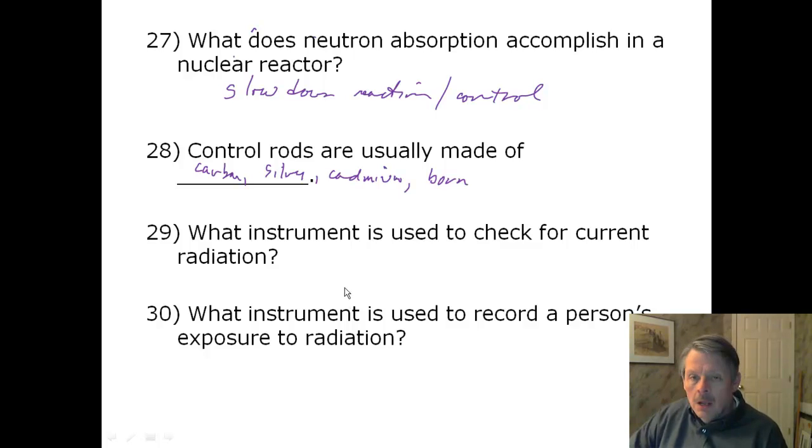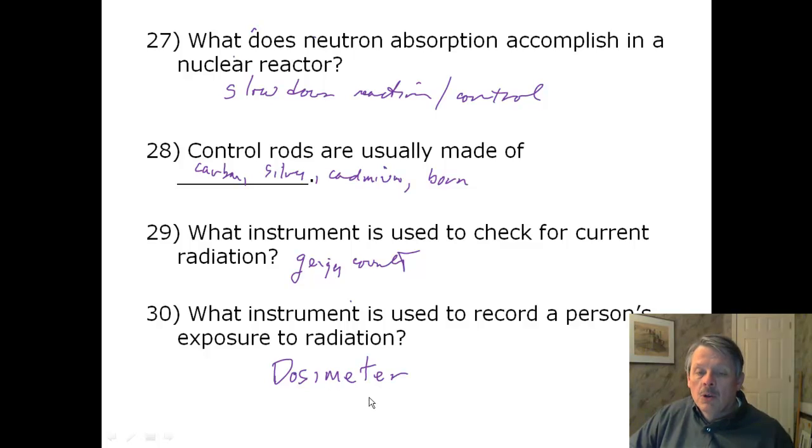Right? What instrument is used to check for current radiation? If we want to check immediately, what's our radiation right now? That's a Geiger counter. However, if you want to know how much you've been exposed to over time, like you work in a nuclear power plant and you're going to wear a badge that figures out how much you've been exposed to over time, that is called a dosimeter.